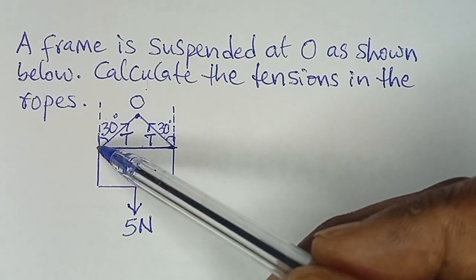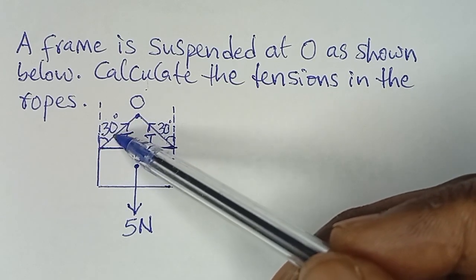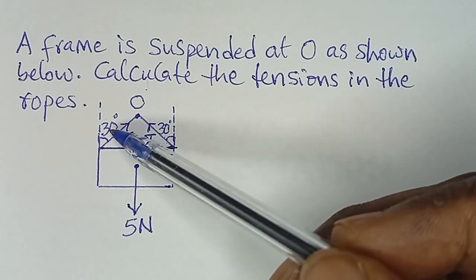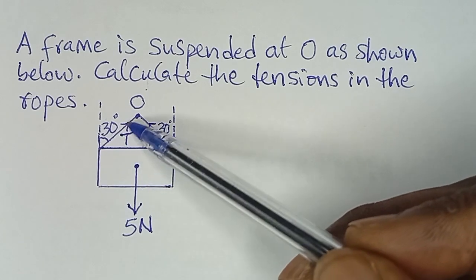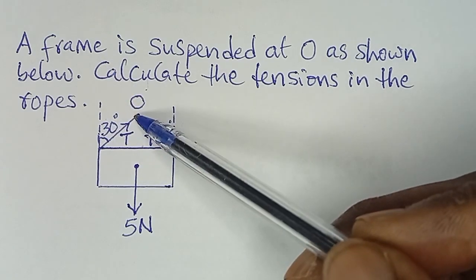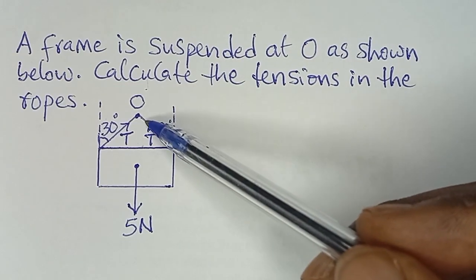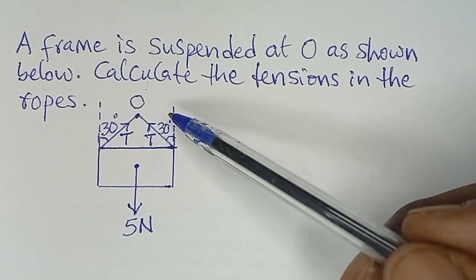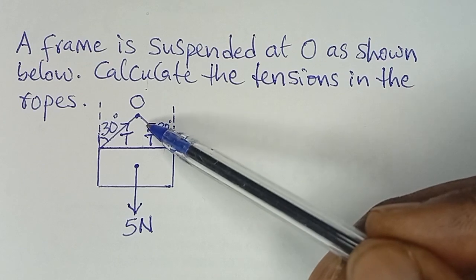Now, the vertical component of this force will be equal to the tension acting here, multiplied by the cosine of this angle. So the tension in this string multiplied by the cosine of this angle will give us the resultant upward force in this rope. Similarly, the tension in this second rope multiplied by the cosine of this angle will give us the vertical component, which means the vertical upward force of this tension.